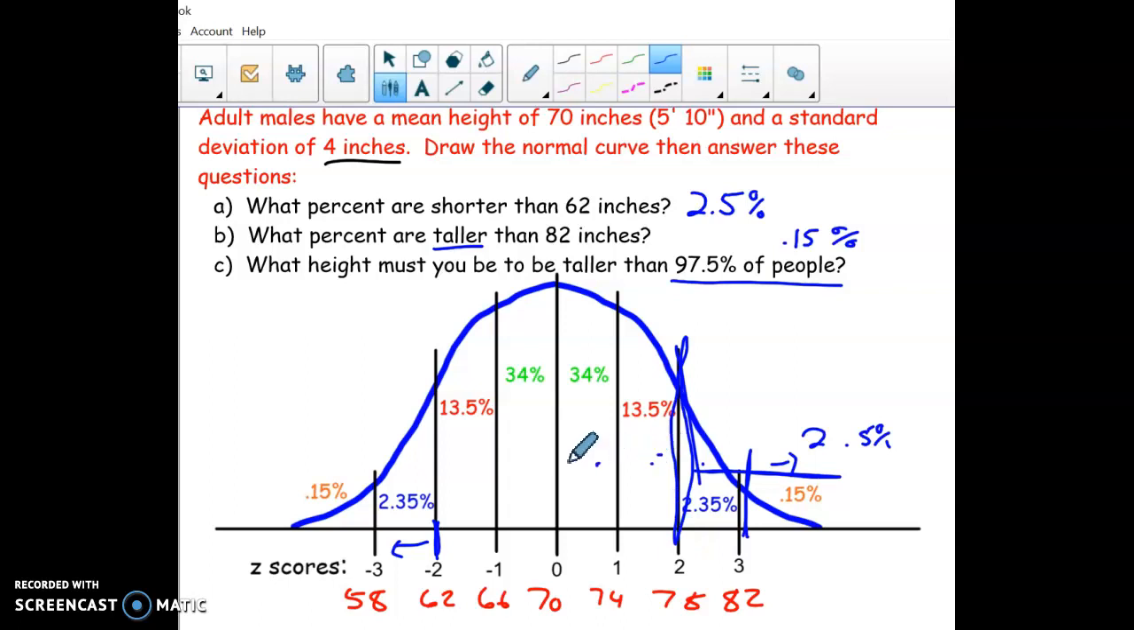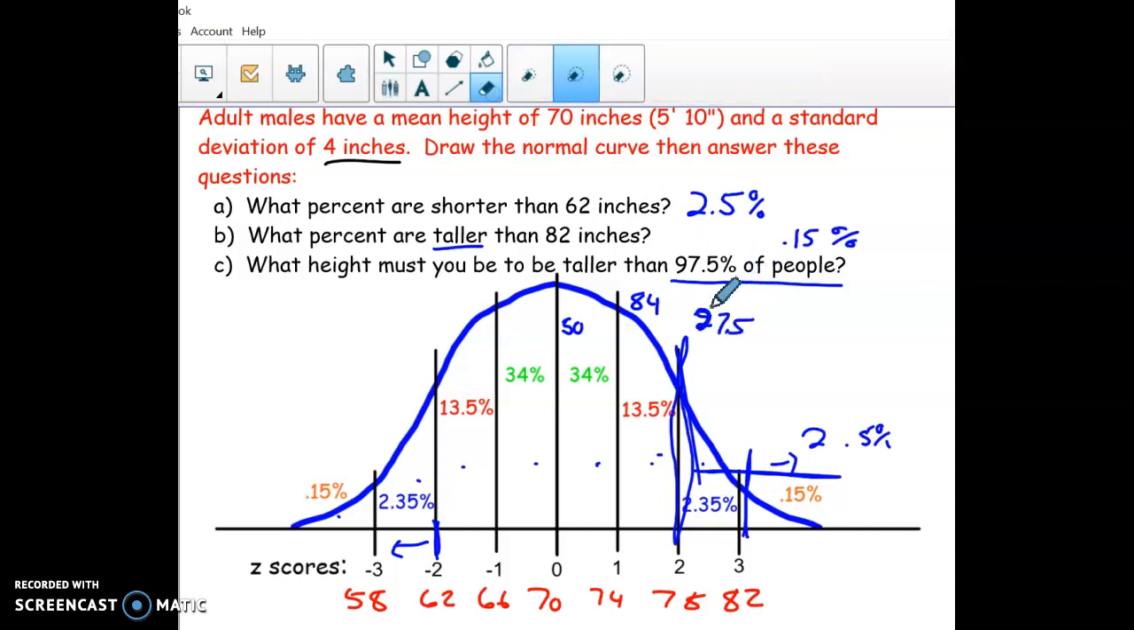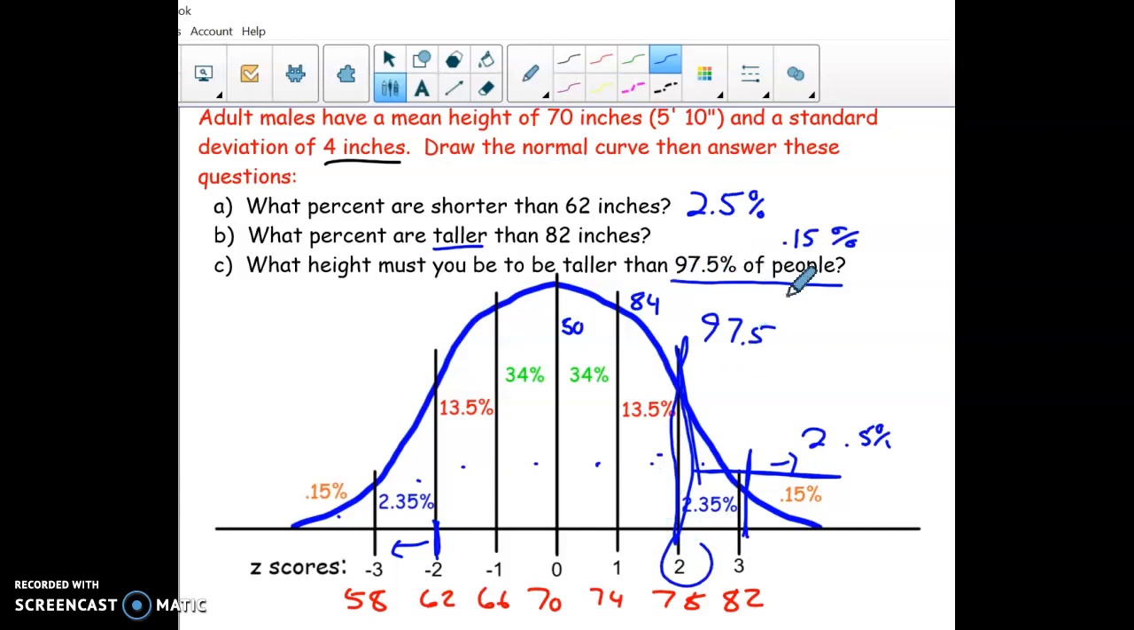And if you're not sure, you can add all these up, right? We'd have 50% on this line. This one would be 84%. And then if you add this other chunk, you'd be at 97.5. Sorry, that is all messed up now, but that should say 97.5. Okay, so this line right here, 2 standard deviations above the mean, represents 97.5. So that'd be 78 inches.